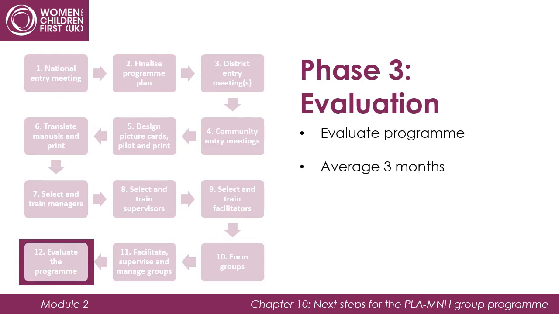The third phase is the evaluation phase. In this phase, you may choose to conduct a formal evaluation of the PLA-MNH group program. This phase takes an average of 3 months to complete, but this is flexible depending on the scale of your program and needs in terms of evaluation. You will have explored this in Chapter 5. Please remember, as with any programs that need to be evaluated, you need to consider evaluation at the start of your program, not just at the end.